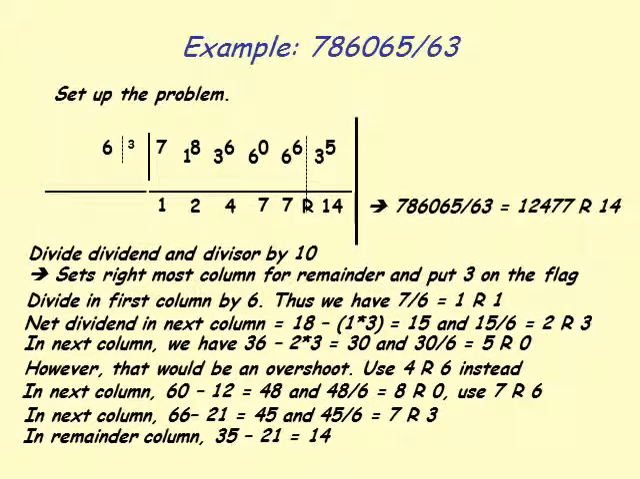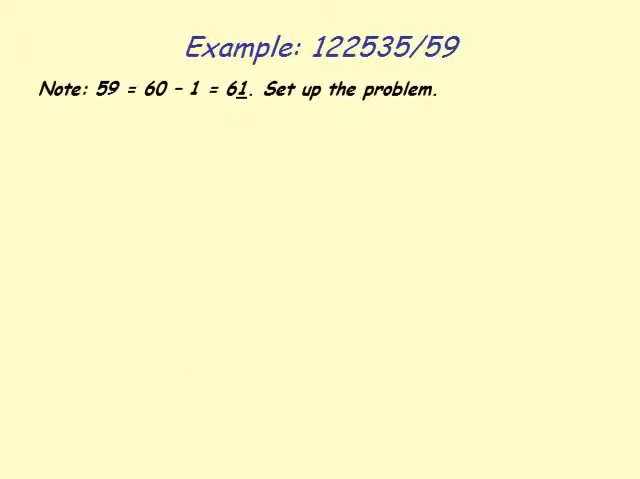That means that 786065 divided by 63 is 12477, remainder 14. Let's do another example here: 122535 divided by 59.